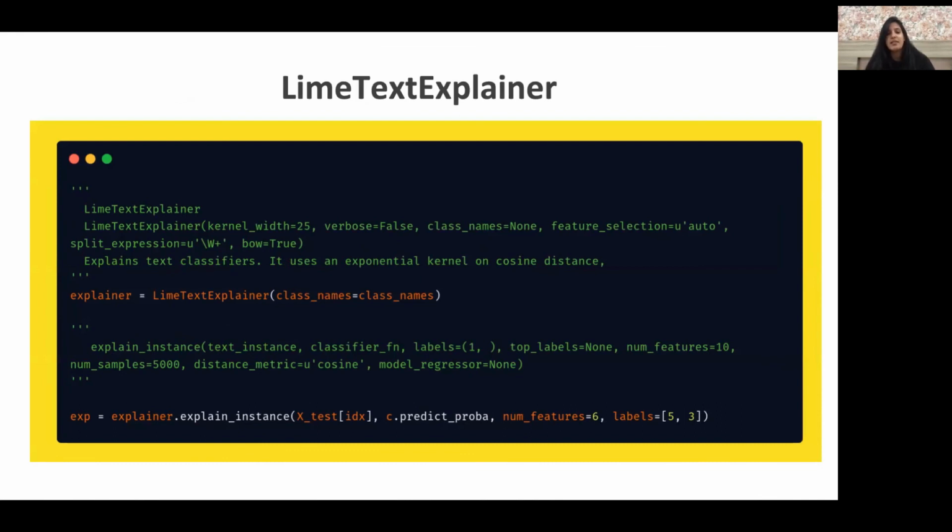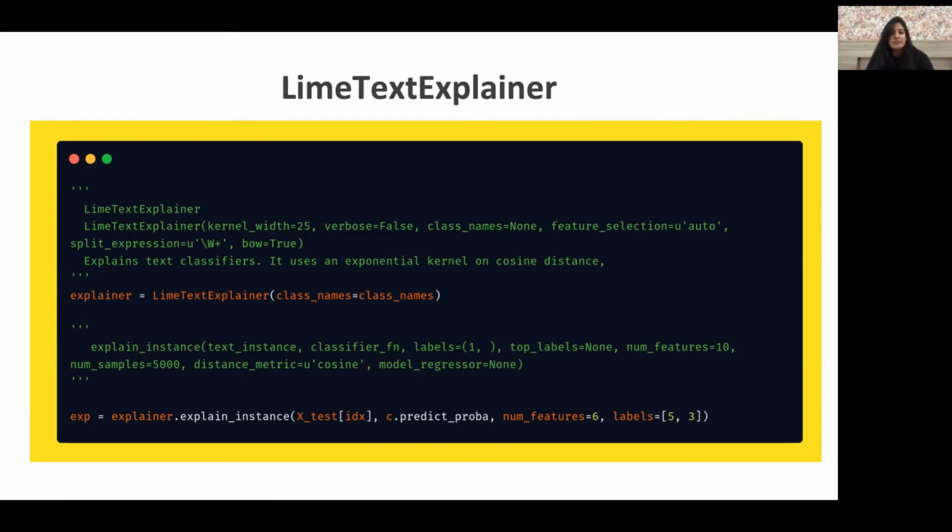Now what text explainer will do is that it would need the class names. First thing, the kernel width is again basically going to decide how much time it takes for your LIME text explainer to give the explanations, right? So once you have done that, you need to call your explain instance again. Also, it uses exponential kernel by default on cosine distance. You can actually change these numbers and see how the difference would be when you're trying to train a model.